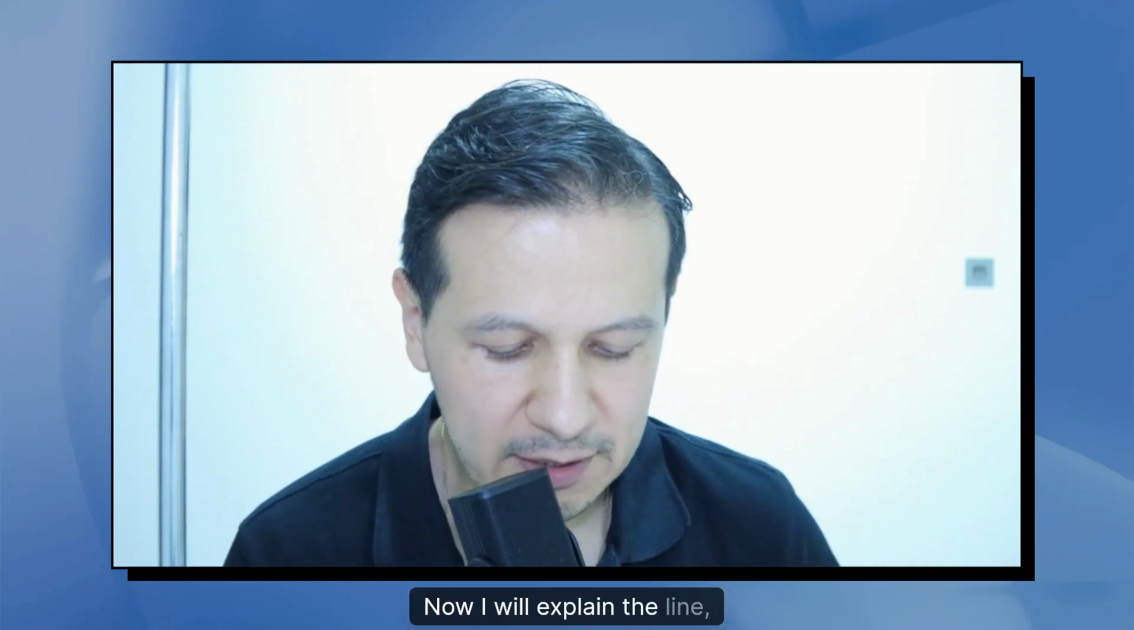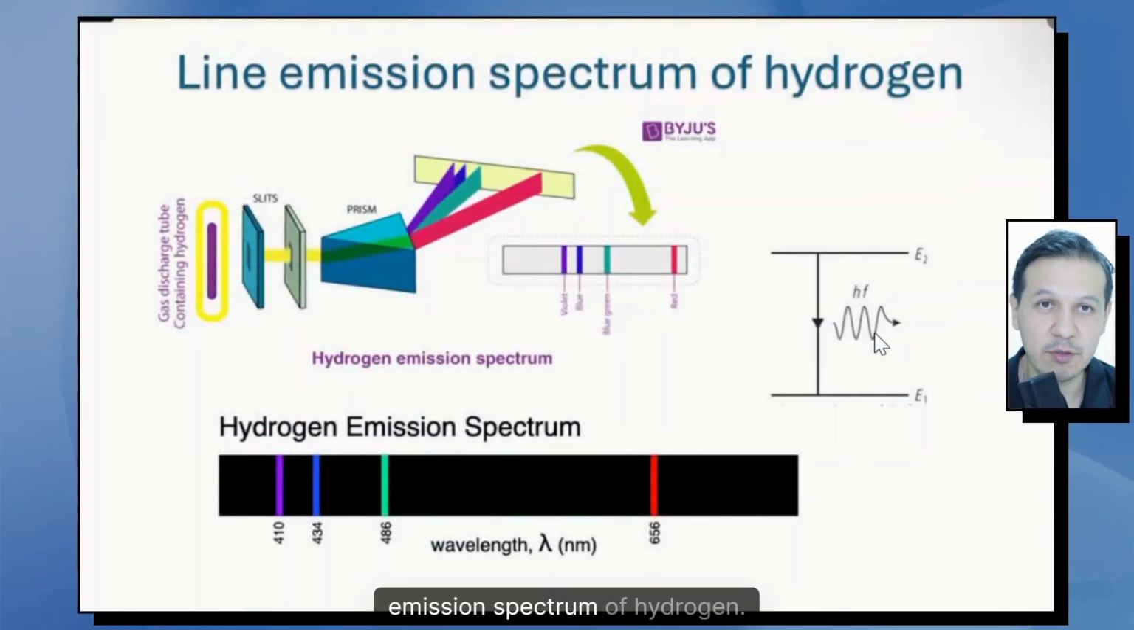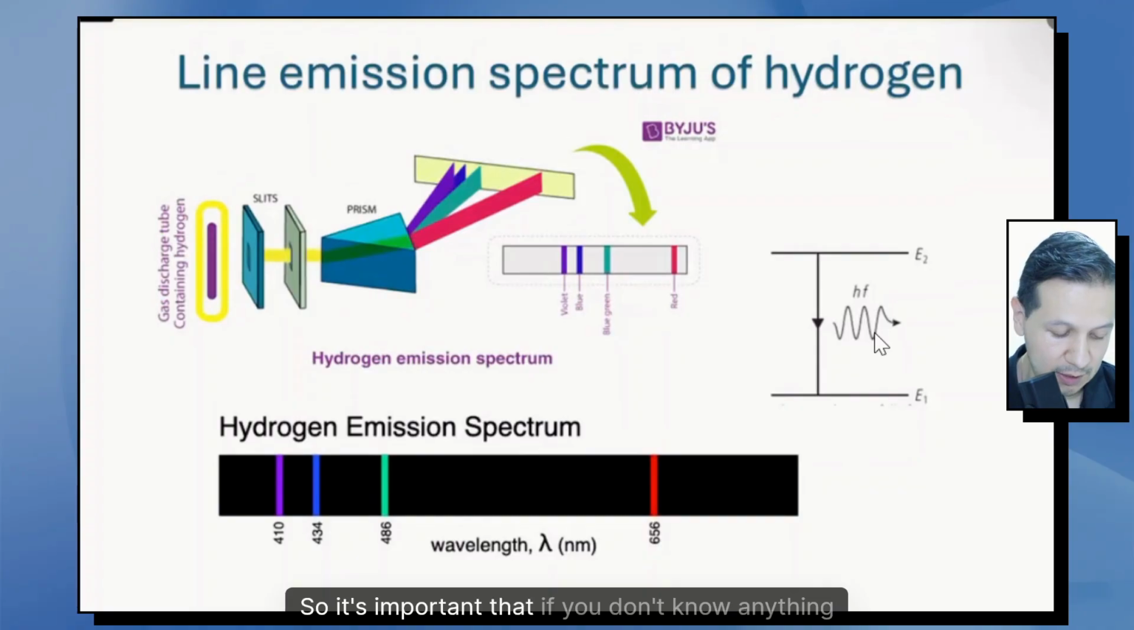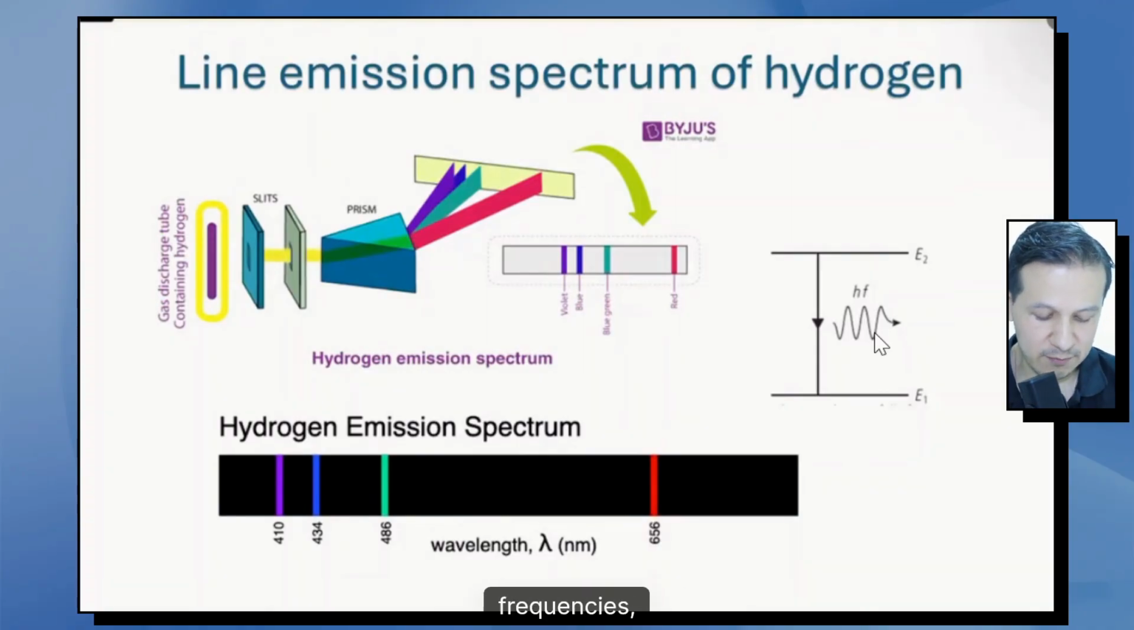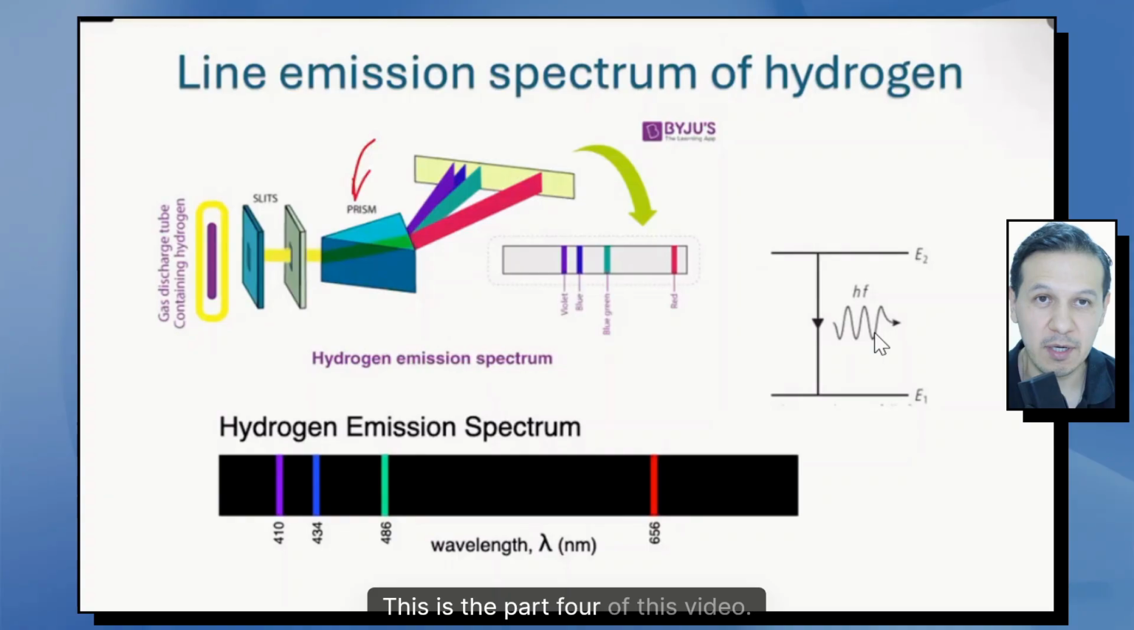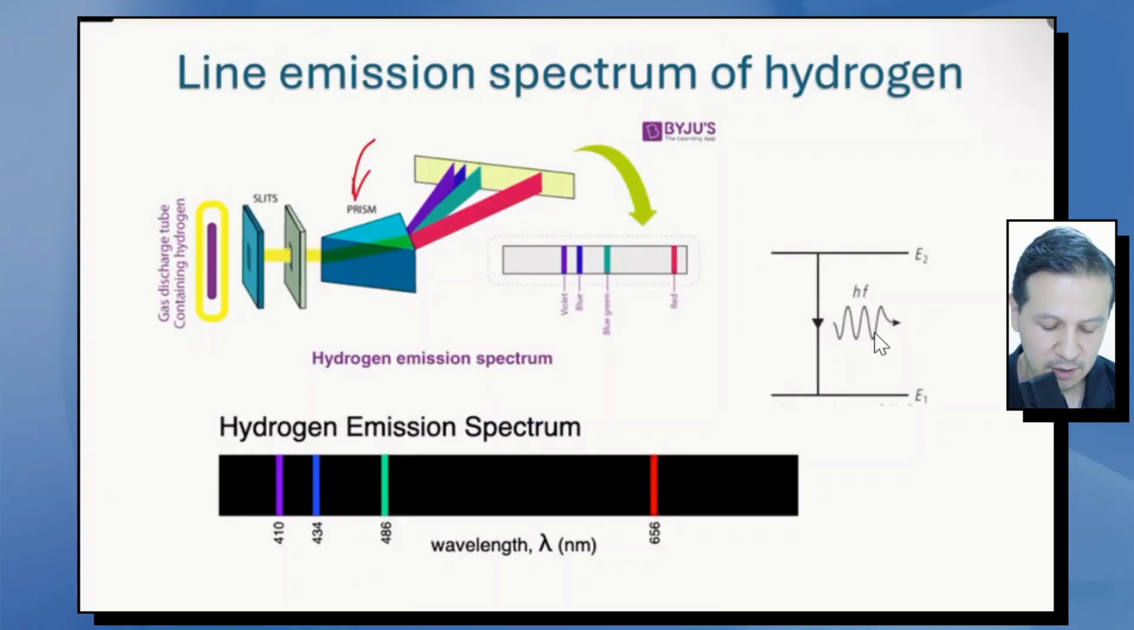Now I will explain the line emission spectrum of hydrogen. It's important that if you don't know anything about wavelengths, frequencies, emission spectrum, or what this prism is doing here... This is part 4 of this video, emission spectrum / electron configuration.